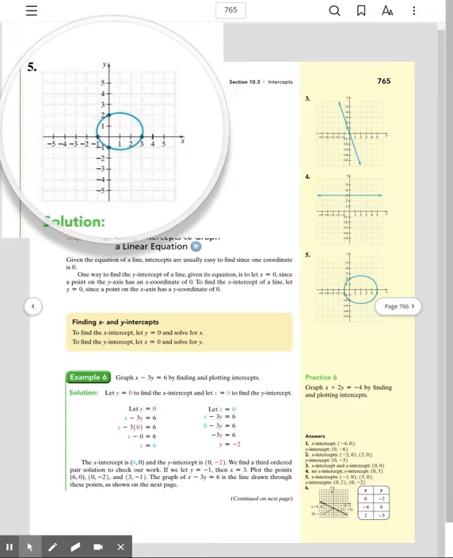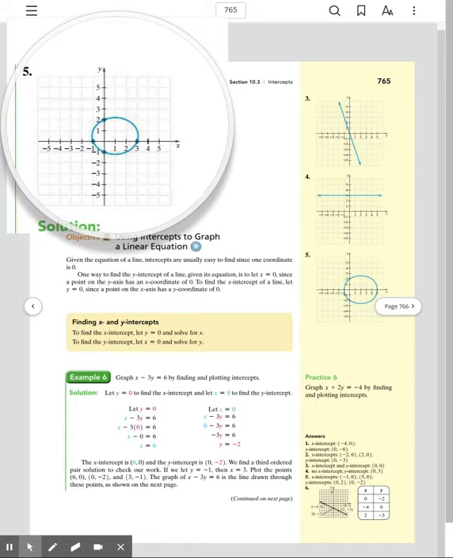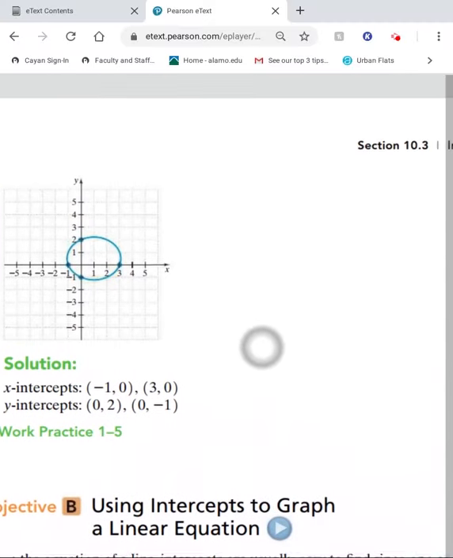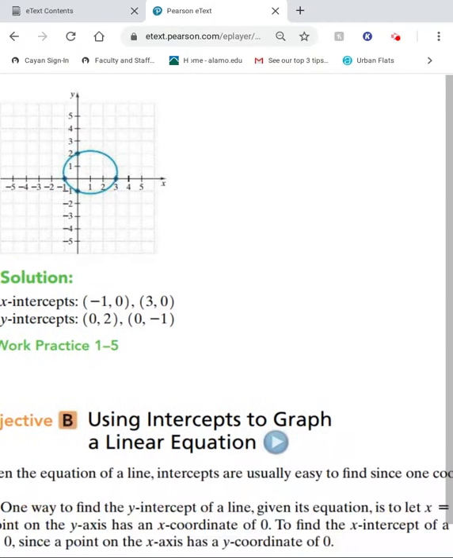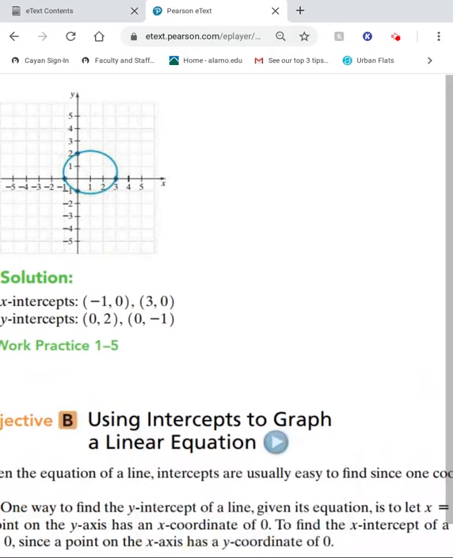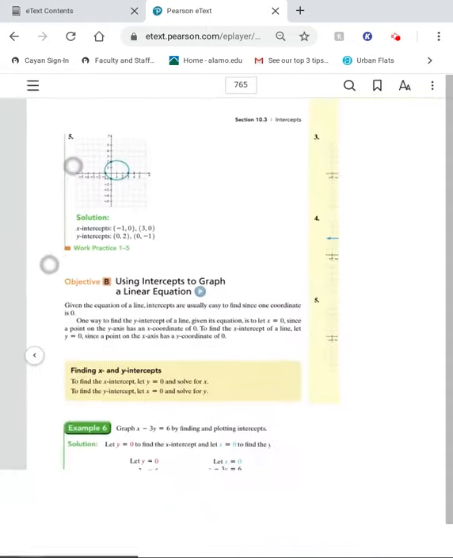So if we look at this one, notice it has a bunch of different intercepts. Let's go ahead and zoom in really quick and make it a little easier. Here we can identify that it actually has multiple ones. Right here we got 0, 2. Here we have -1, 0. Here we have 0, -1. And right here we have 3, 0. So all of those are listed right there off to the side. You can see that they listed them. That's a circle, so it has 4 different ones, or an ellipse, multiple different intercepts.